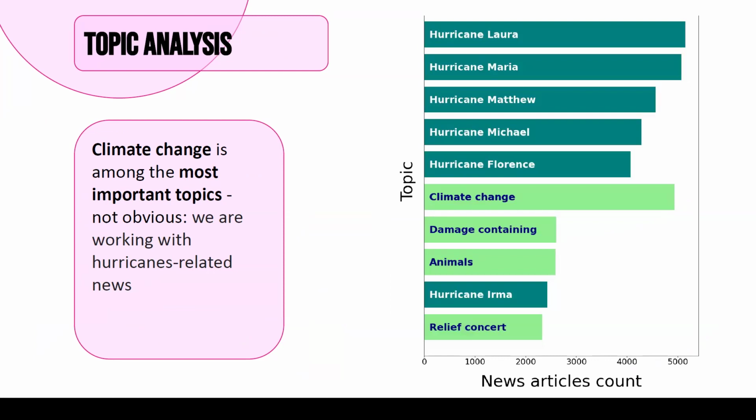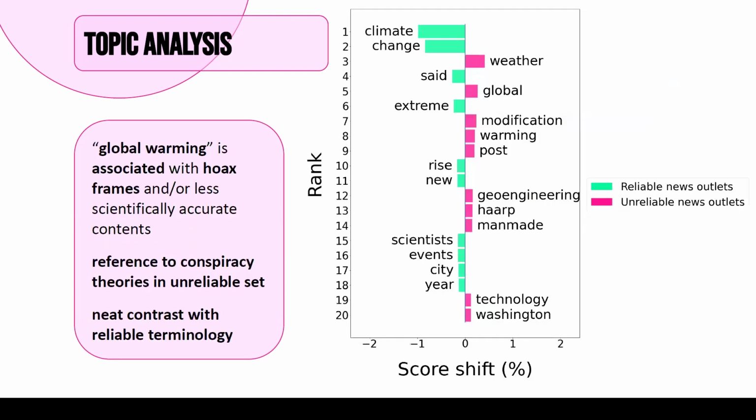Okay, so talking about topic analysis on the first database about news, we could discover that climate change here is one of the most important topics discussed, apart from the specific one related to hurricanes. And this is not obvious, as I told you, because the news we collected are related directly to hurricanes, not specifically to climate change. And once we investigated the terminology used in the news to speak about this topic of climate change, we discovered this.